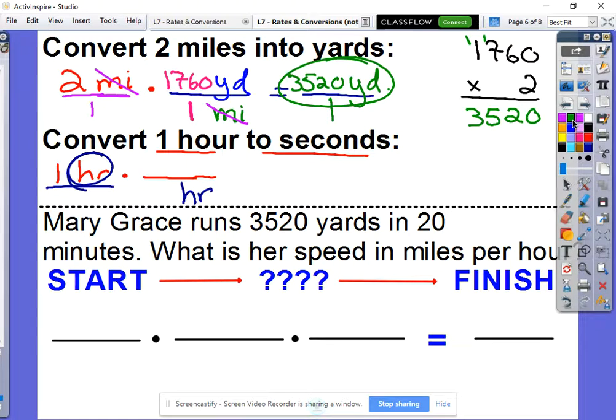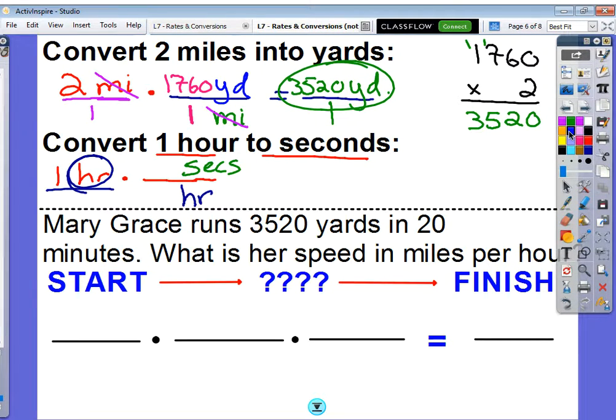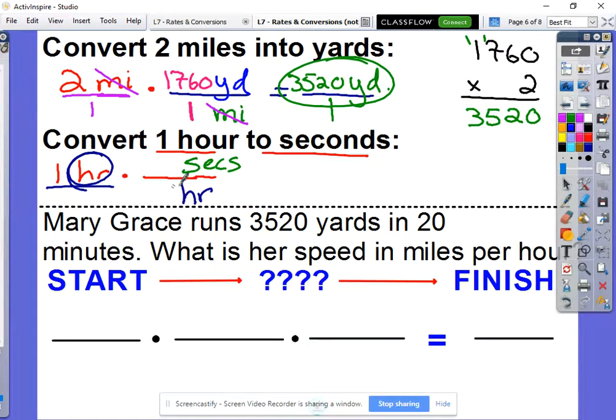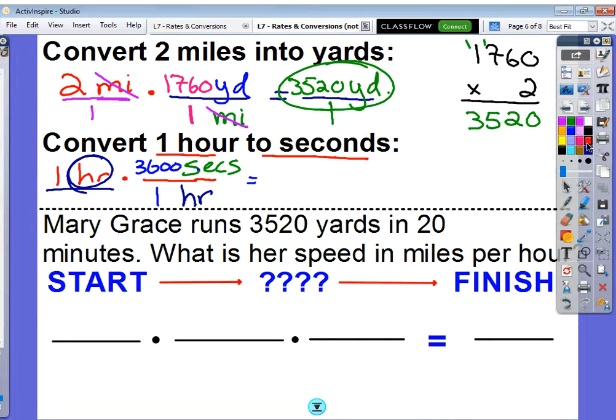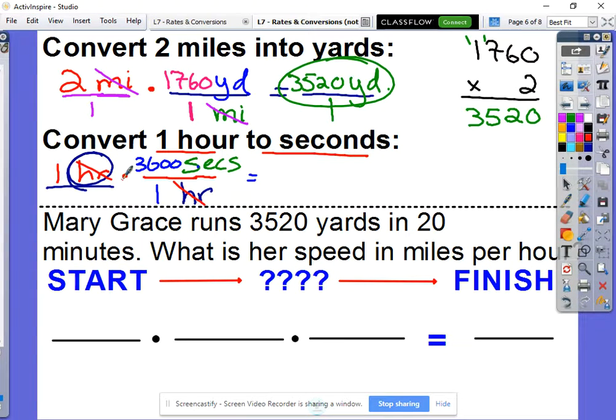And we're trying to convert it into seconds. So that's what goes on top. We ask ourselves that little trick question, which one is bigger? Obviously, an hour is bigger than a second. So the hour gets the 1, and then there were 3,600 seconds in an hour. So there's our ratio to convert. Hours cancel out. We're left with 3,600 seconds. So just trying to get that practice there.